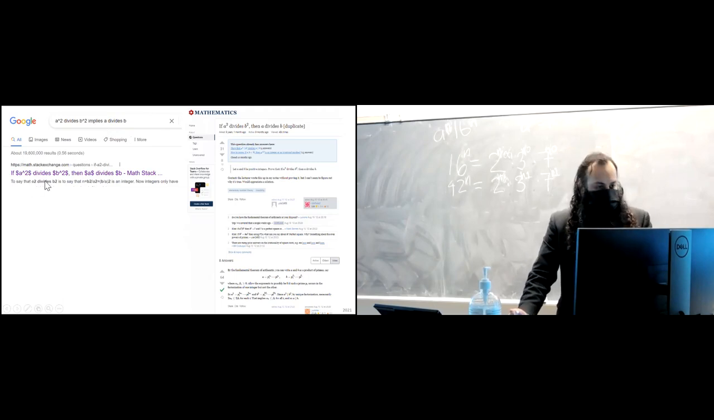So first result is this right here, Stack Exchange. If A squared divides B squared, then A divides B. This is a duplicate of another question where they said, show that A to the N divides B to the N implies A divides B. All right, so that more complicated A to the N one, you have a link to there too. And then here's the proof right here, the proof that I just showed you.